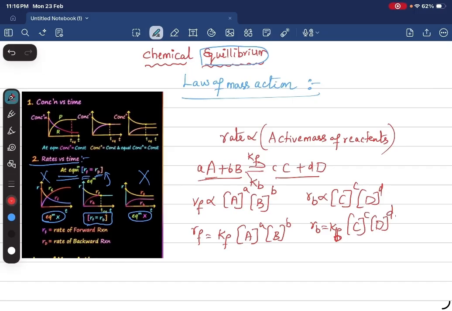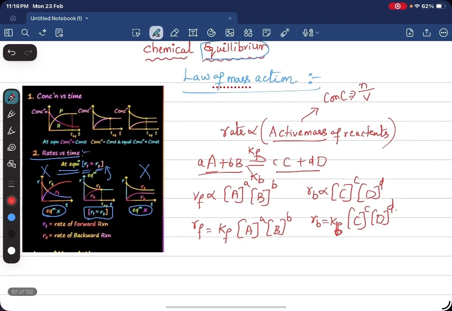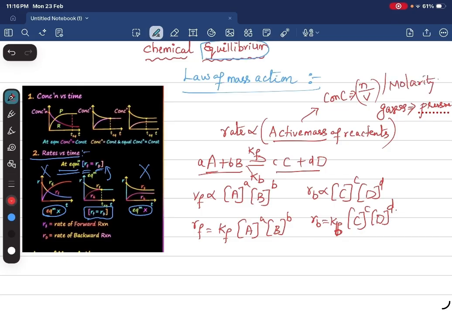So here active mass is nothing but concentration. You can write it as number of moles per liter of volume of the solution, or molarity. Suppose if gases are there, the active mass of gases is nothing but pressure of the gases. And here we have got Kf and Kb.